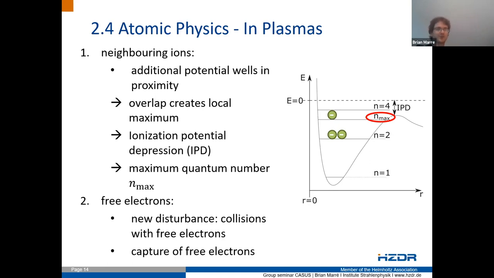What do free electrons do to atomic physics? In principle, they simply give you a new disturbance source. Where before you had to rely on radiation, now you can simply take energy from an electron which flies by your atom or ion, and that can also provide the energy you need to switch a state. This has some advantages because, in contrast to photons, electrons can give you a continuous value of energy, because they simply can leave your atom. In principle, it doesn't change much, but minor details. And next thing, of course, if you have free electrons, you can also capture them.